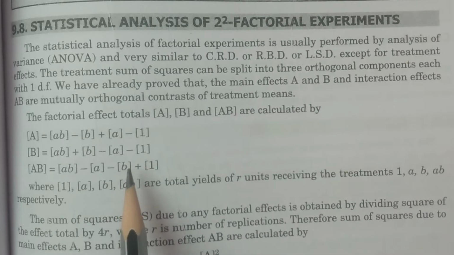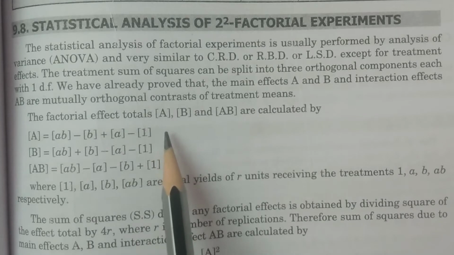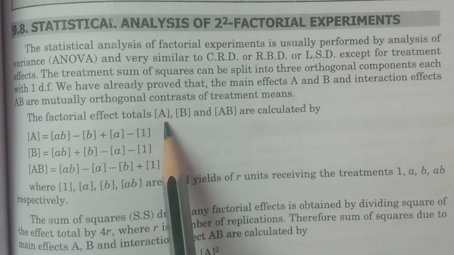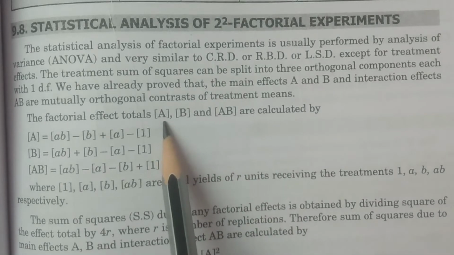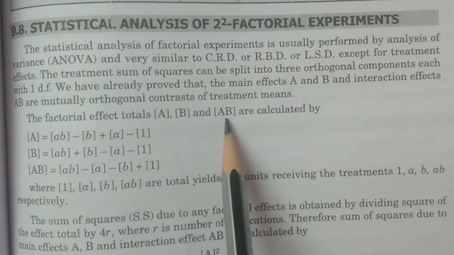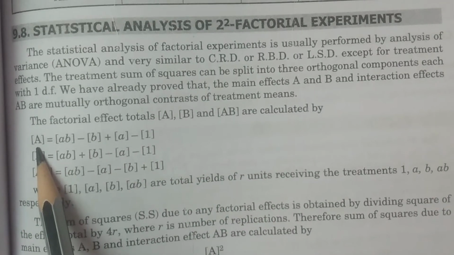And the factorial effect totals. First of all, in the statistical analysis we calculate the factorial effect totals, which means we consider two factors at two levels, level 1 and level 2, for which the factorial effect totals are A, B and AB. Factor A, that is main effect A, factor B, the main effect B, and interaction effect AB, for which the totals are going to be calculated, always written in square brackets.